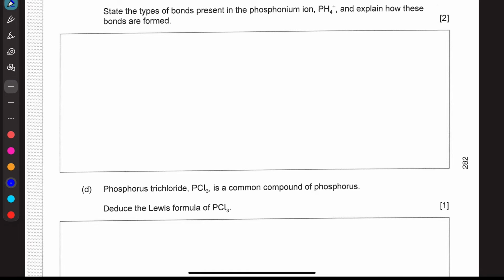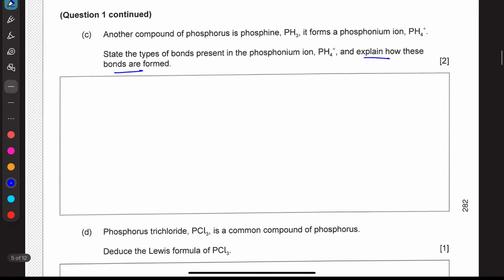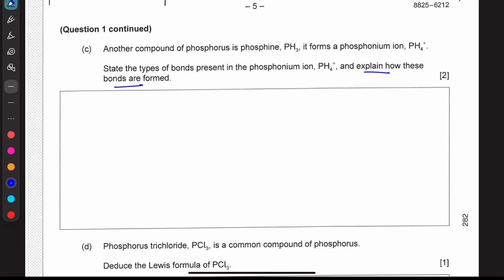Next, another compound of phosphorus is phosphine, which forms the phosphonium ion PH4+. What type of bond is present in PH4+, and explain how these bonds are formed. So basically, phosphine looks like this. It has one lone pair. When an H+ comes near it, it donates its lone pair to this H+. As a result, the PH4+ compound looks like this. So there are three covalent bonds, and there is one dative covalent bond.